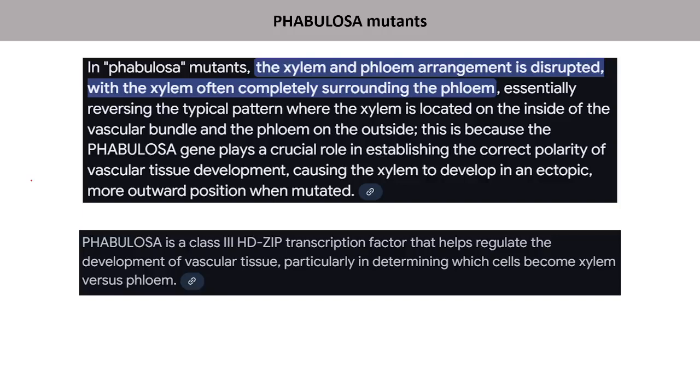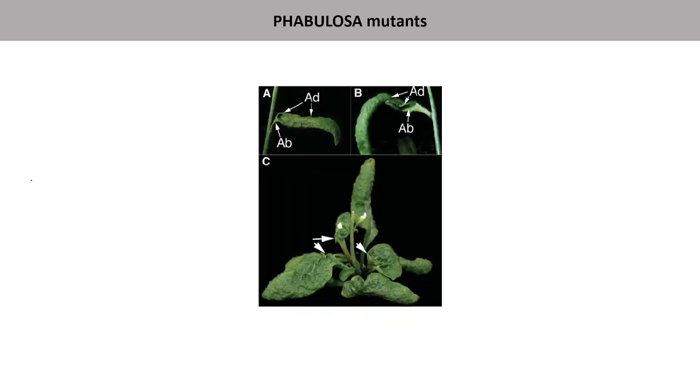And here the xylem gets located inside and the phloem comes outside. Now, Fabulosa is a class 3 HD-ZIP transcription factor which helps regulate development of vascular tissues, particularly determining the xylem and the phloem arrangement. That is why when the Fabulosa gene is mutated in any plant, the arrangement gets disrupted.